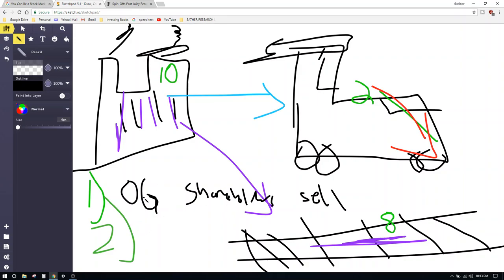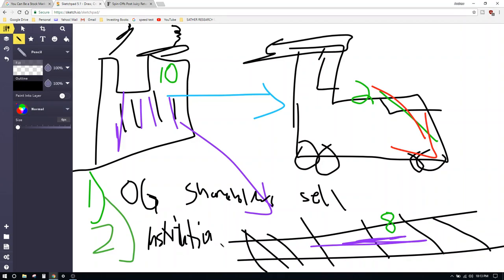And a lot of times they fall into the same thing as the OG shareholders, where they're like, you know what? This isn't why we bought the stock. We bought the stock for these railroad tracks. We didn't buy it for the train. I don't want the train business. So we're going to sell. So now you have a second value unlock.